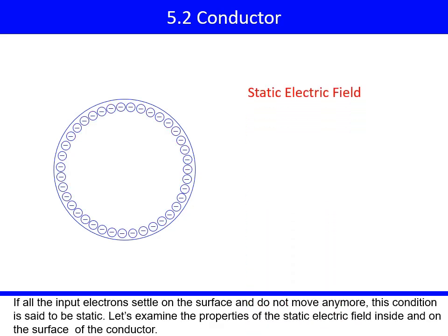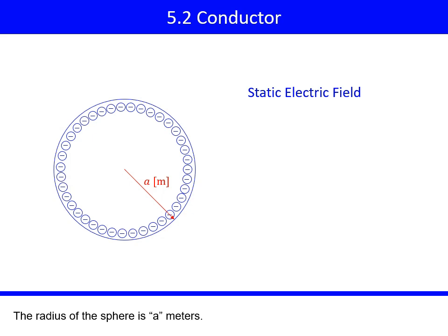If all the input electrons settle on the surface and do not move anymore, this condition is said to be static. Let's examine the properties of the static electric field inside and on the surface of the conductor. The radius of the sphere is a meters.